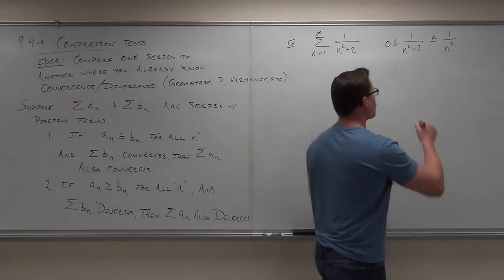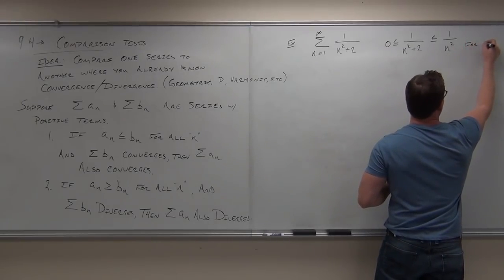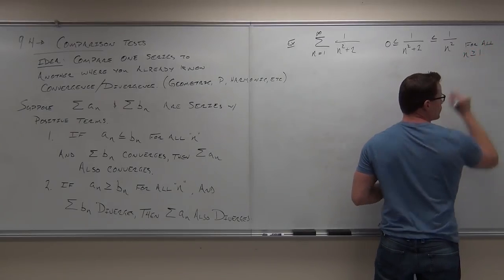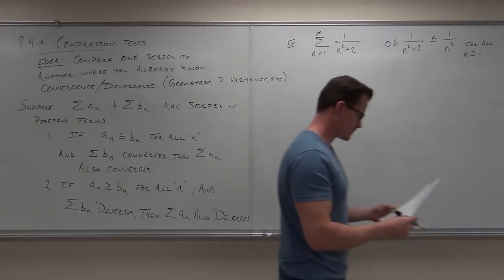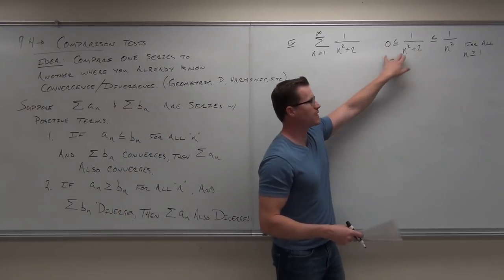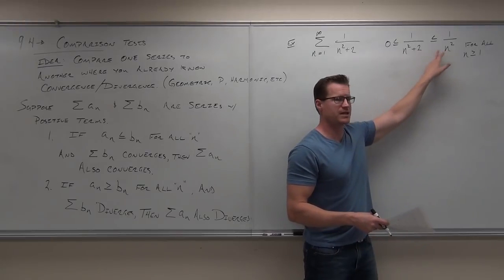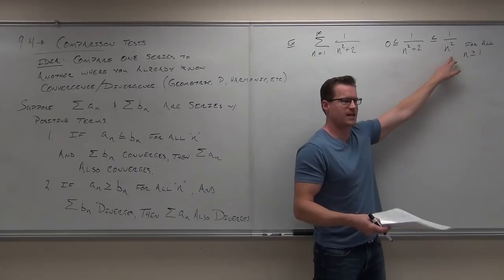And this is true for all n. As a matter of fact, it's true for all n, but we only need it greater than or equal to 1. So let's go back and see what this says. This says we're always going to have positive terms, no matter what. This says that this is a true statement. We're basing this on something we know the convergence for right here. This is a p-series. That's fantastic.